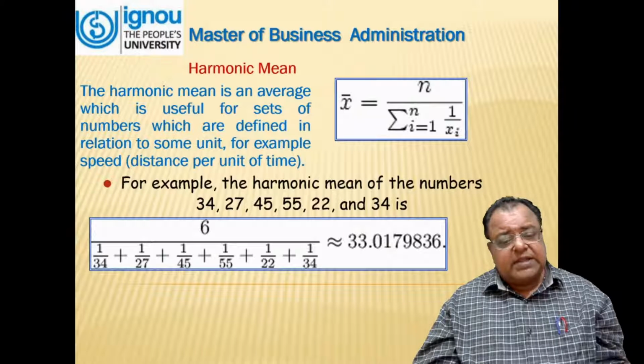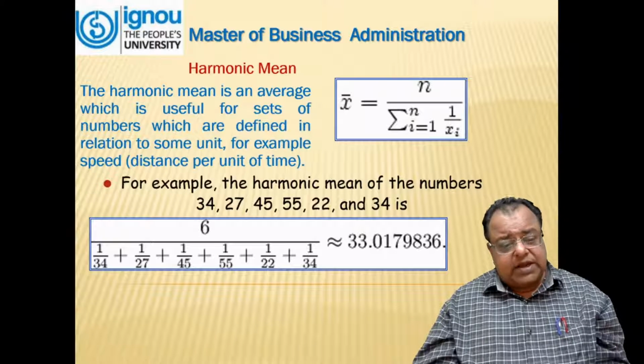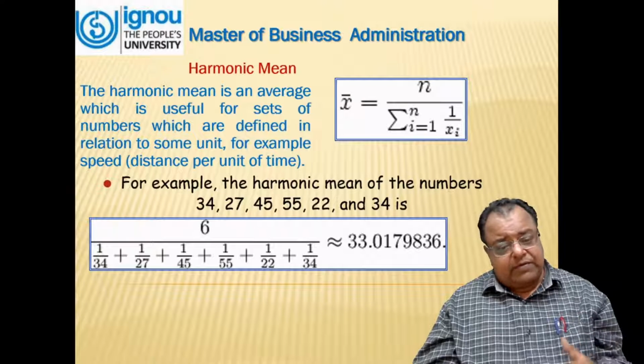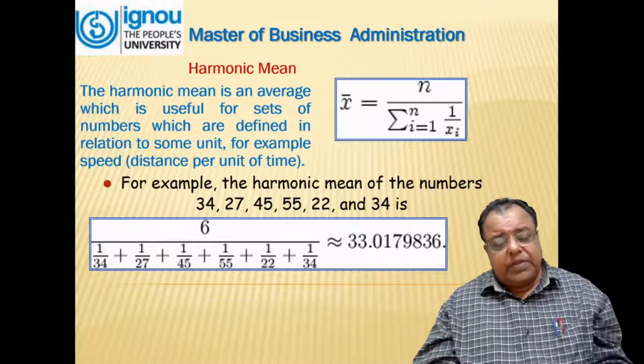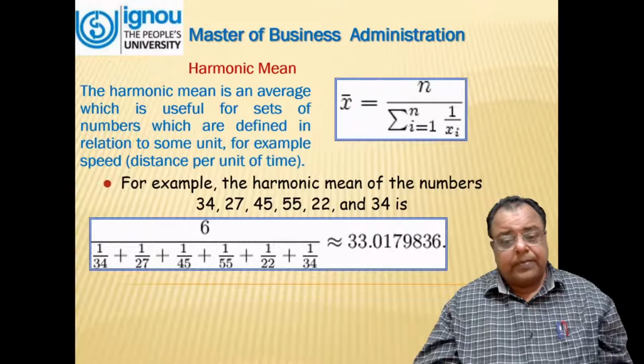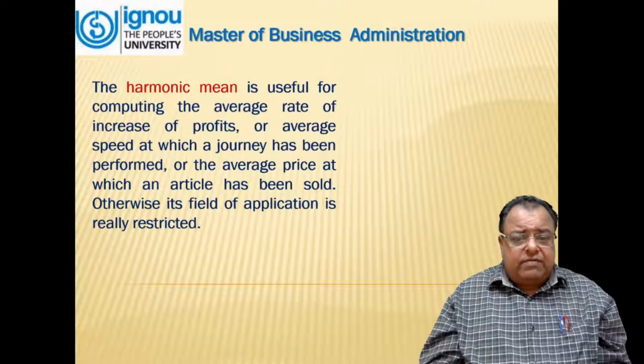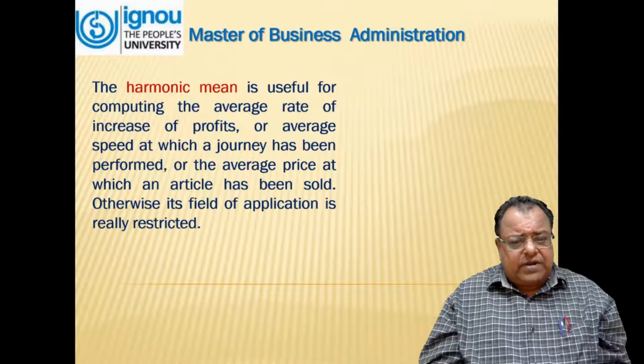Plus 1 by 36, plus 1 by 45, plus 1 by 55. So we get 33.0. We can see this formula over here. Harmonic mean is useful for computing the average rate of increase of profits or the average speed at which a journey has been completed, or the average price at which an article sells.